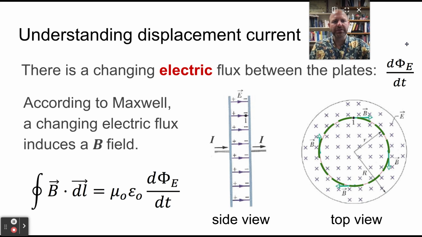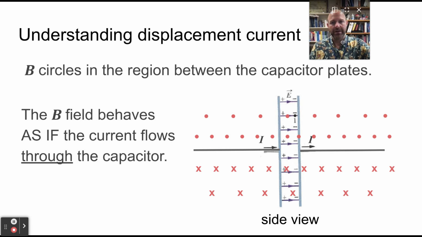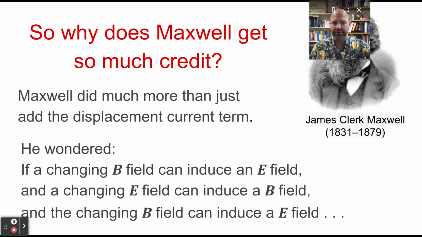And so if there's electric flux between the plates that is changing, not just a static one, but as it's building up, it induces a magnetic field that's going around in a circle like that, right? And it circles in a region between the capacitor plates. The B field behaves as if the current was flowing through the capacitor, which is kind of interesting. We said that it doesn't actually do that, but the B field inside basically gives you the same thing as if there were just a straight wire going through, which is pretty cool.